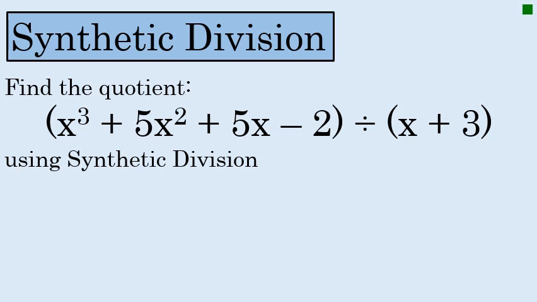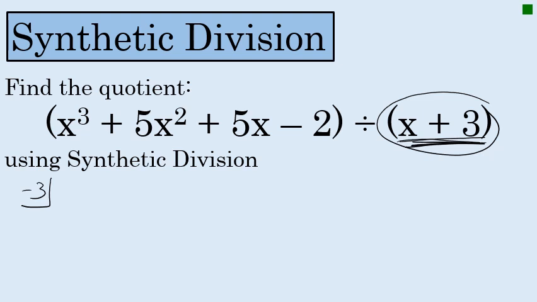Synthetic division is a shortcut method that can be used when dividing polynomials, but it only works when you're dividing by a linear polynomial, such as x plus 3. The first step is to take a look at what you're dividing by, in this case x plus 3, and we'll put a negative 3 in a half box. Now if we were dividing by x minus 3, we'd put a 3 in the box, but because it's x plus 3, we'll take the opposite of 3 and put a negative 3 in the box.